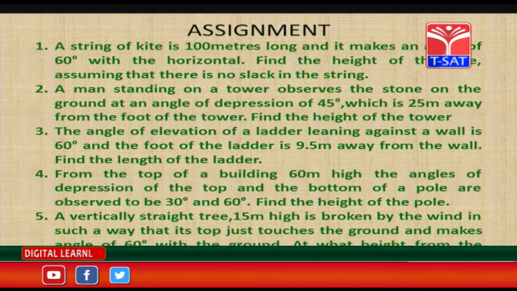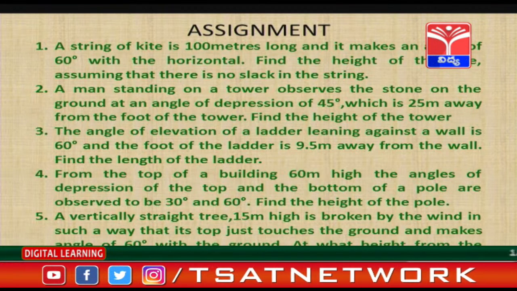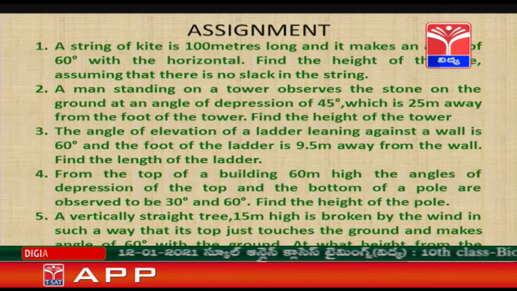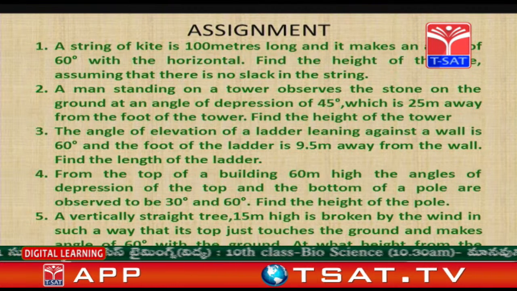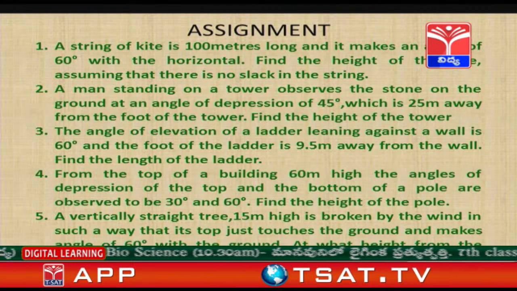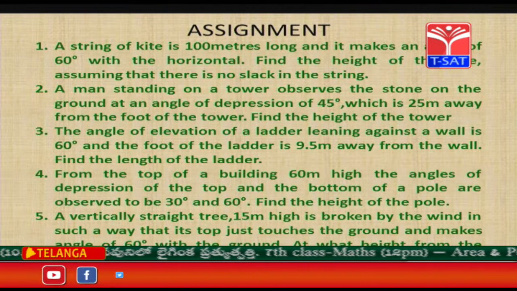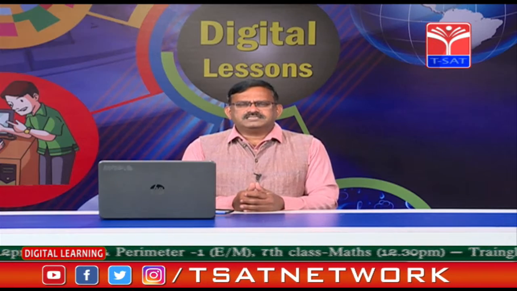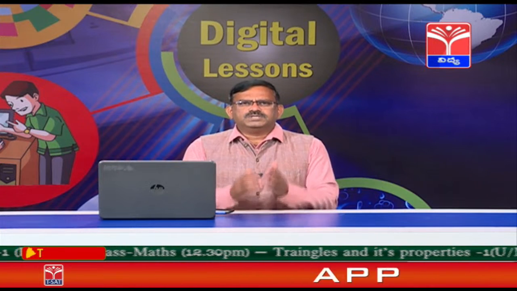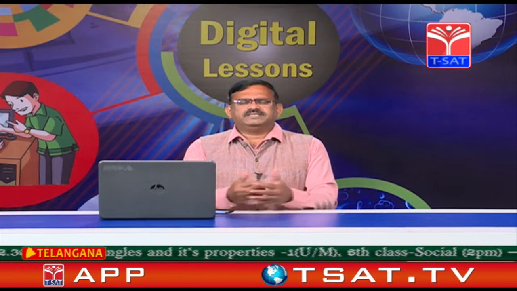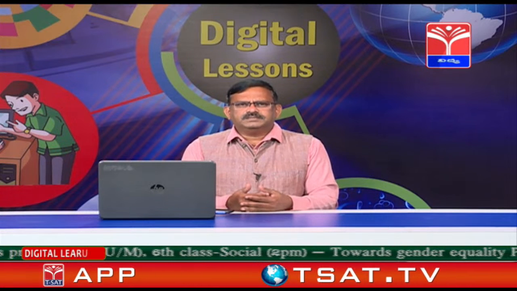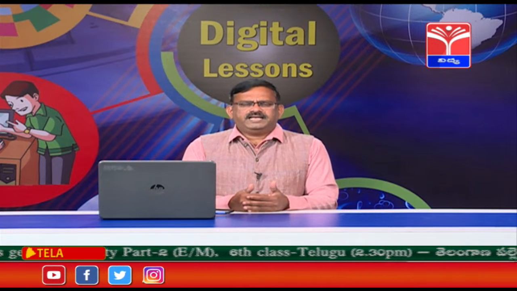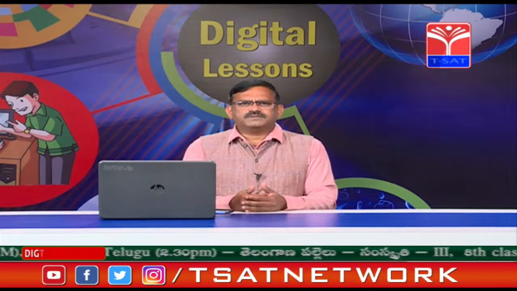Question number 5: a vertically straight tree which is 15 meters high is broken by the wind in such a way that its top just touches the ground and makes an angle of 60 degrees with the ground. At what height from the ground did the tree break? Children, this is an assignment for you. I hope you will be able to solve all the assignment questions without any hesitation. If you have any doubts, I hope you will clarify them with your subject teachers, and I expect you will try to solve still more questions from your textbook.